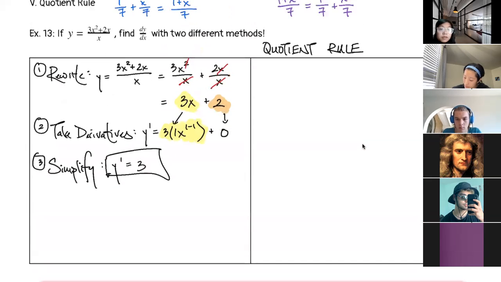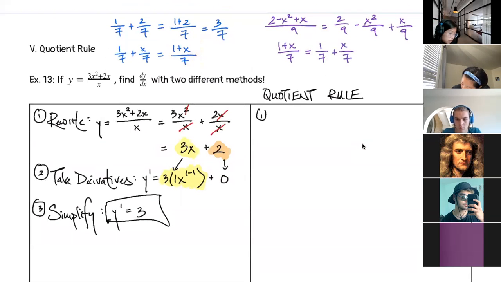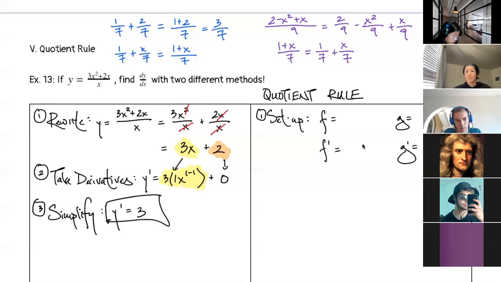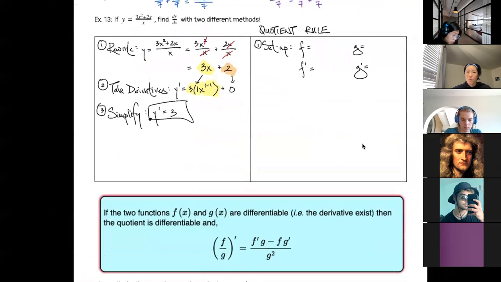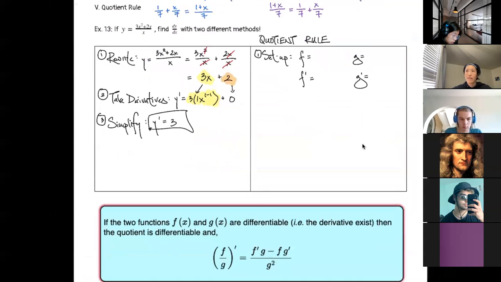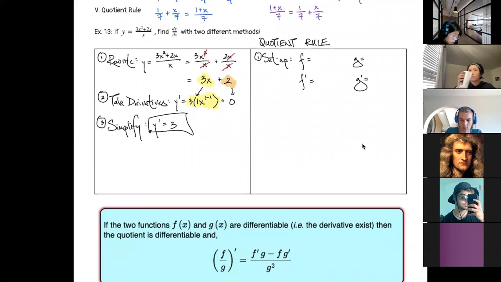So in my setup, that's going to be my first step. I'm going to set up f equals, and then underneath it, I'm going to write f prime equals. Then I'm going to have g equals and g prime equals, okay? So if we look at the rule from below, what is our f in this particular problem, and what is our g?